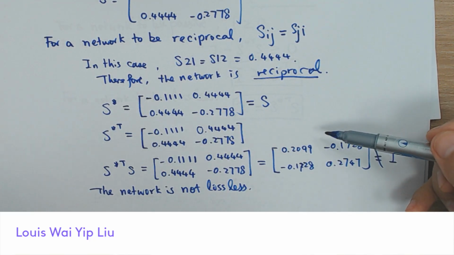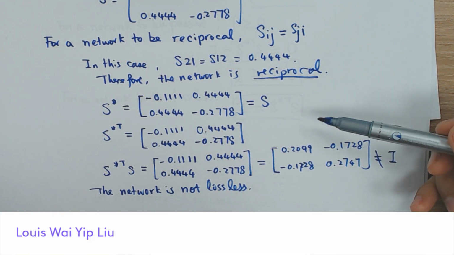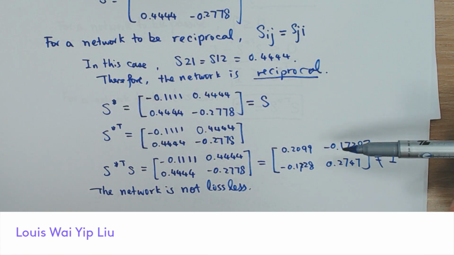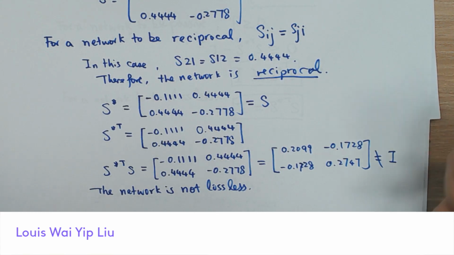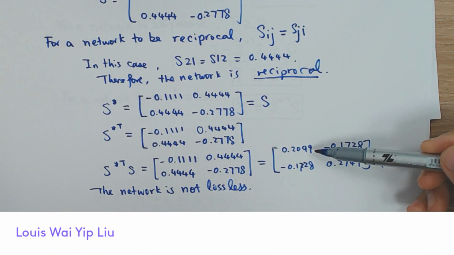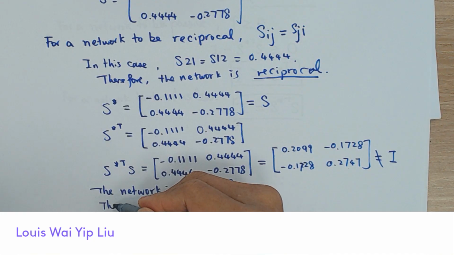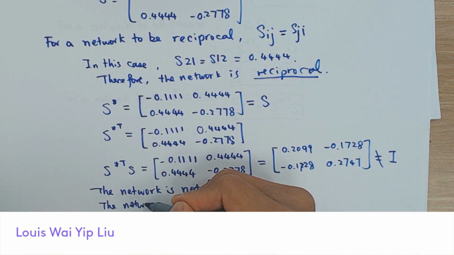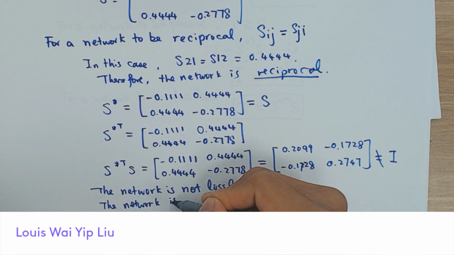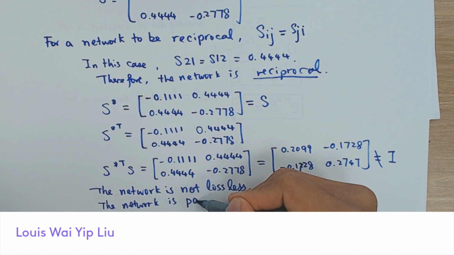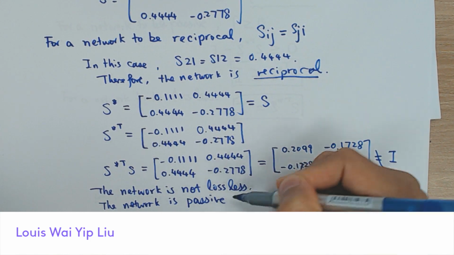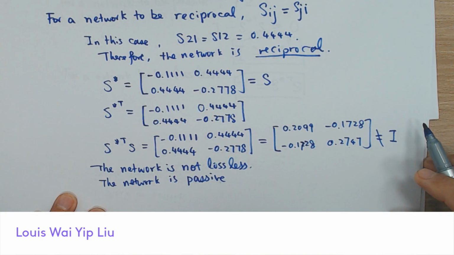And how about passive or active? We can see from the diagonal here that the values are less than 1. So the network is passive.